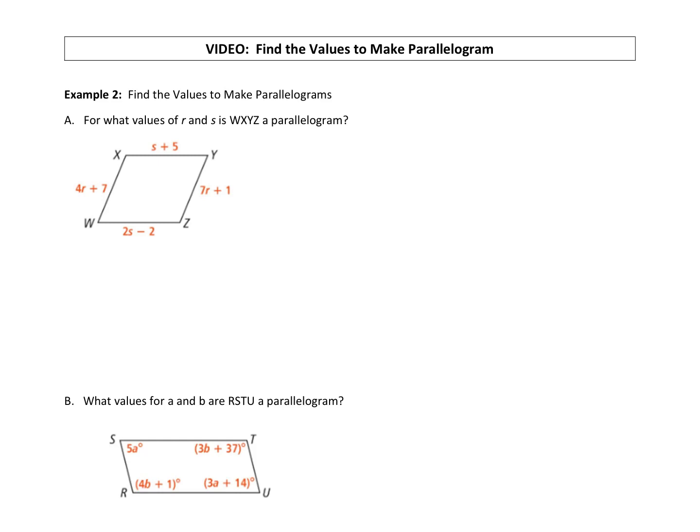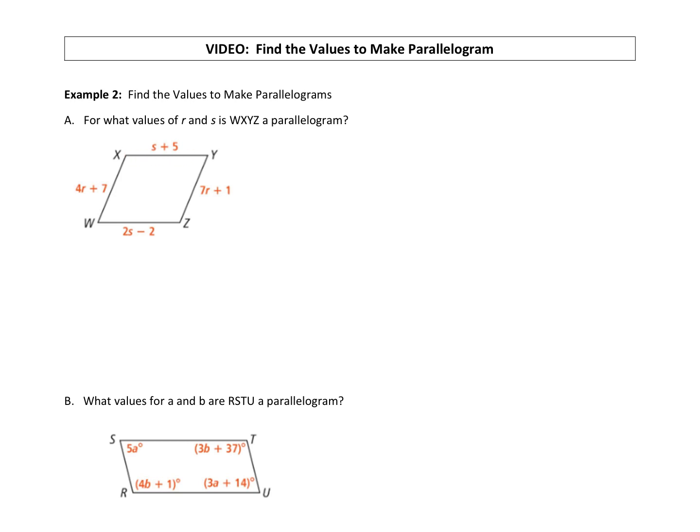All right, so now we're going to look at questions where we're asked to find values that would make a parallelogram. So part A, for what values of R and S is WXYZ a parallelogram? So the first thing to notice is that what we have going on in this quadrilateral, right now it's just a quadrilateral, it's a four-sided polygon.